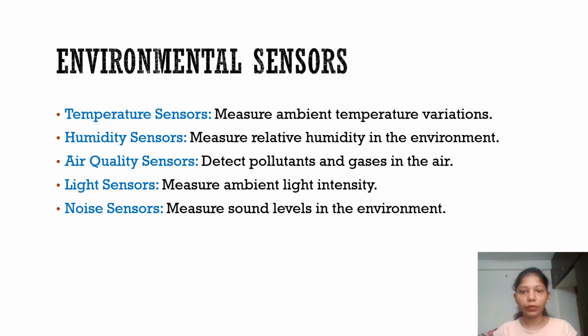The first one is environmental sensors. In this, we have different types like temperature, humidity, air quality, light, and noise. They all sense and measure. The first one is the temperature sensor. It measures the temperature in the atmosphere. Humidity sensors also measure the humidity in the environment. Air quality sensors detect pollutants and harmful gases in the air. Light sensors measure ambient light intensity. And noise sensors measure sound levels in the environment.